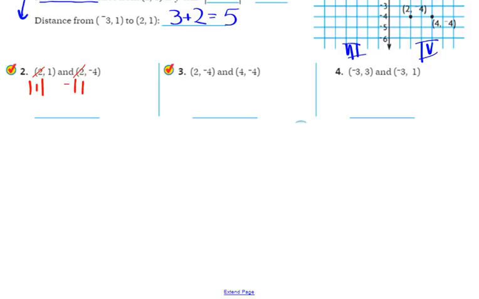Oh, let me write that correctly. That eraser doesn't want to work for me today. Let's do this one again here. So I'm going to take the absolute value of the negative 4.